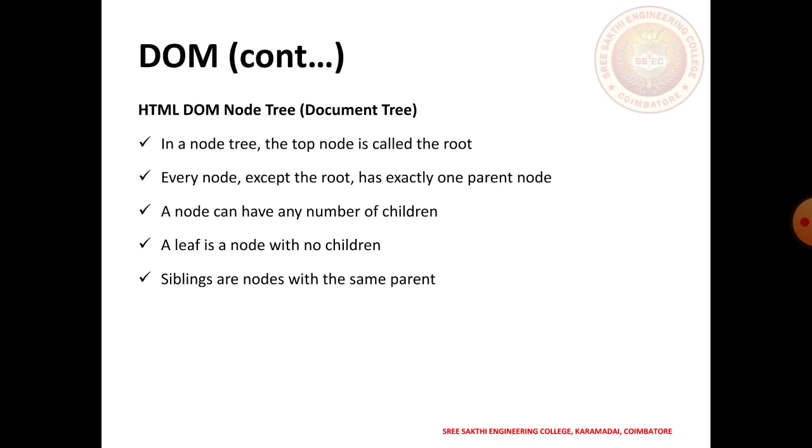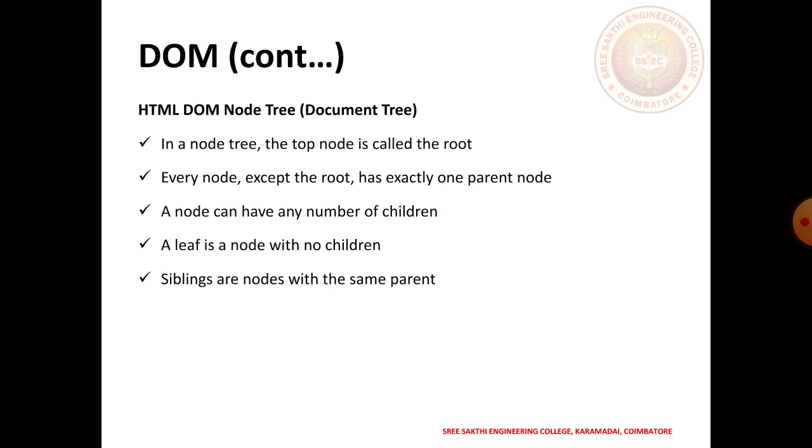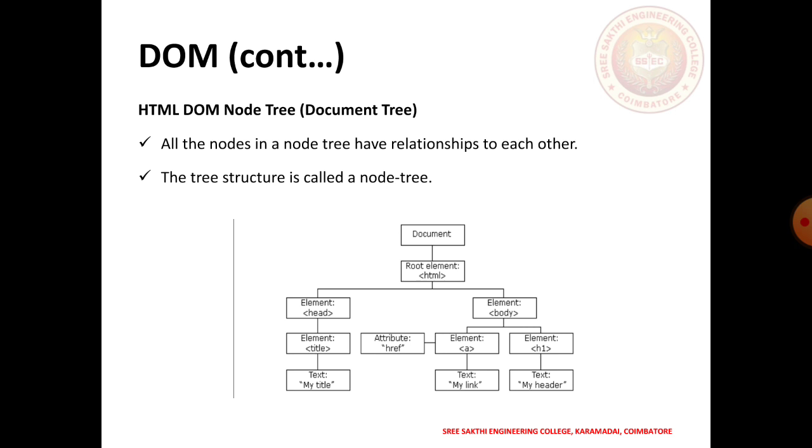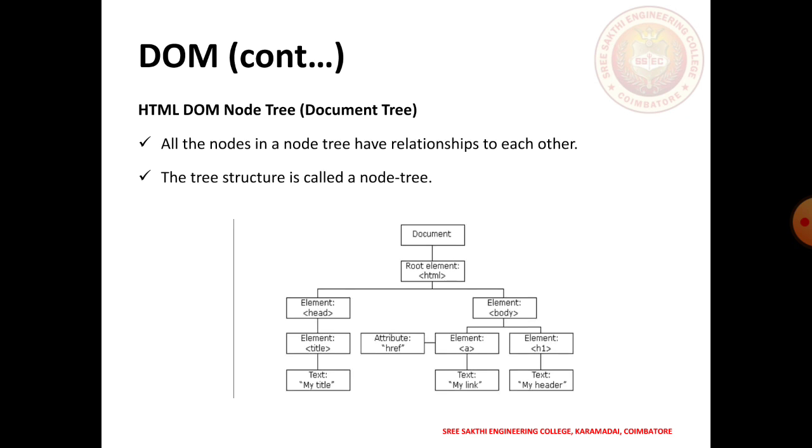A node can have any number of children. Let us consider the body. It has two different children, a and h1, the HTML link and the HTML heading. A leaf is a node with no children, so here the text node is called a leaf node. Siblings are nodes with the same parent. Here the HTML heading and the HTML link are siblings because they belong to the same parent, body.